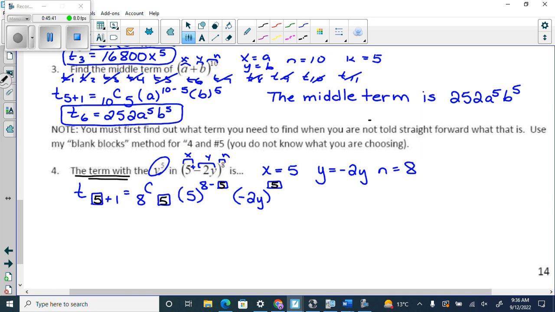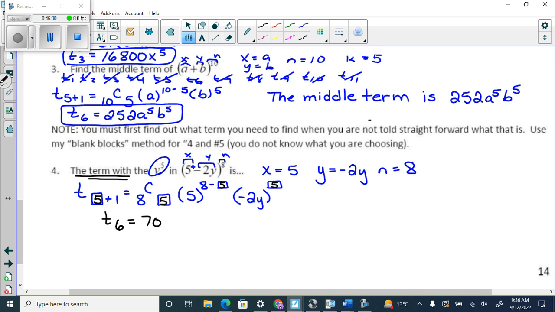What's the term number? 6. So if it says term number, you just give the term number. If it says determine the term, or the term of, I have to find the whole thing. Correct? That's the difference. So if it said term number, I would say term 6, and I'd be done. So this is term 6 equals, what's 8C5?